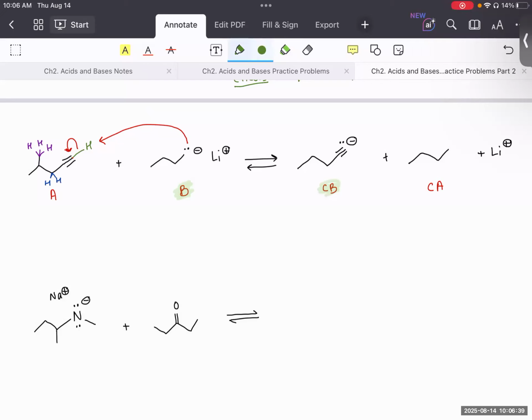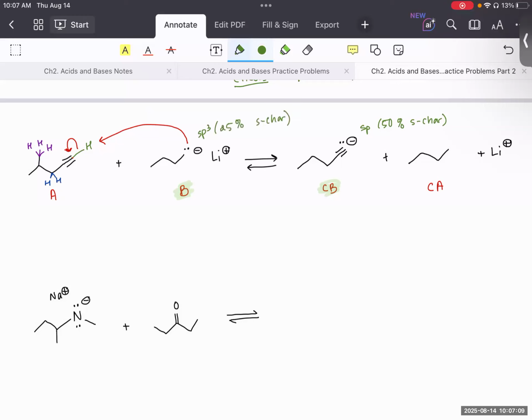which one's more stable. And so we know that based off the hybridization effect, a negative charge is more stable on an alkyne or a triple bond, which has more S character, than on an alkane, which has sp3 hybridization. So this is sp, 50% S character. This is sp3, so only 25% S character.